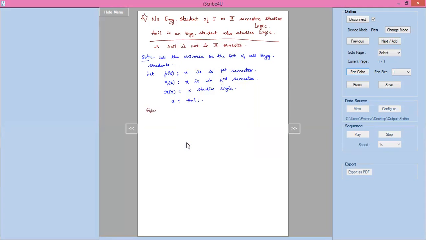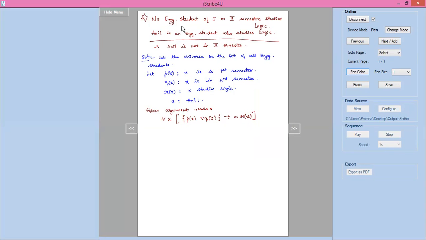The given argument can be read as, for every x, P of X or Q of X, conditional negation R of X, is the first statement. Let me make you understand how this is. We have the given argument for every X, because we are talking about every engineering student. And they say that every engineering student is either in the first or second semester. So X is in first semester or X is in second semester, so P of X or Q of X.